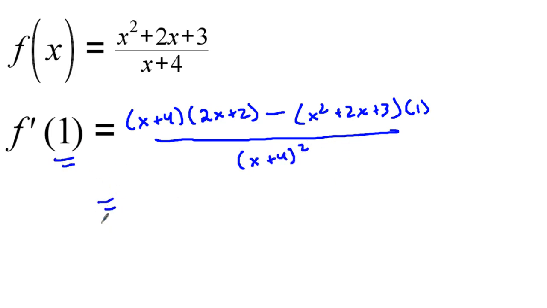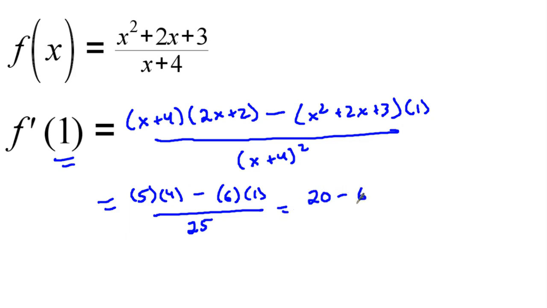Now we're going to plug in this 1 value. So 1 plus 4 is 5. 2 times 1 is 2 plus 2 is 4. Minus, we have 1 squared plus 2 times 1 plus 3. So that's 1 plus 2 plus 3. That's 6 times 1. All over the denominator. 1 plus 4, that's 5. 5 squared is 25. Which leaves us with 20 minus 6 over 25, or 14 over 25, and I cannot reduce that, and so that is the value.